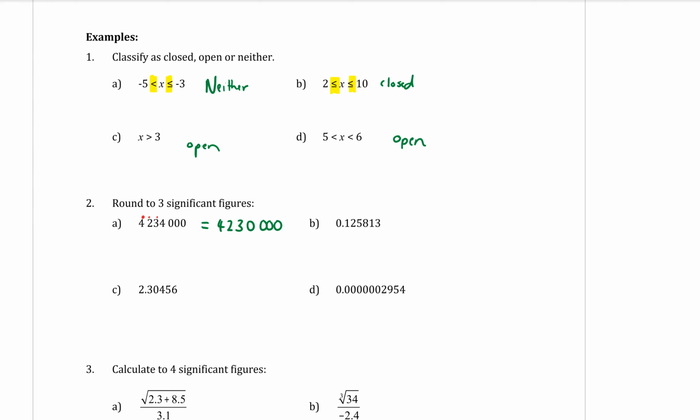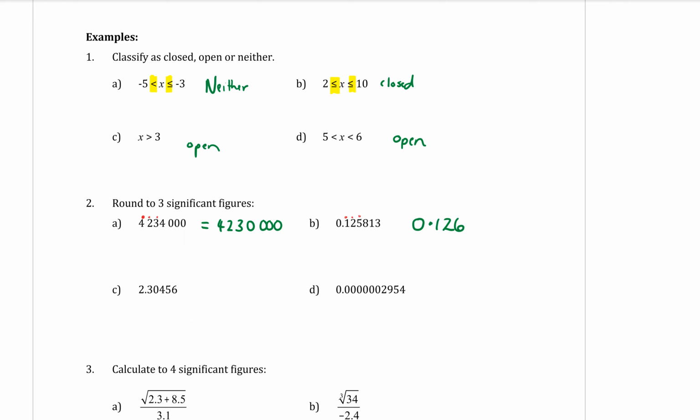Let's try part B. Start counting from the left. The 0 out the front is not significant. It's before the decimal place, not significant. The 1 is the first one, then the 2, and the 5. There's my 3 significant figures. The 8 onwards, I need to round off. Because it's an 8, I will round up. So I keep the 0, because I have to keep my place values. I need the 1, the 2, and the 5 will round up to be a 6.